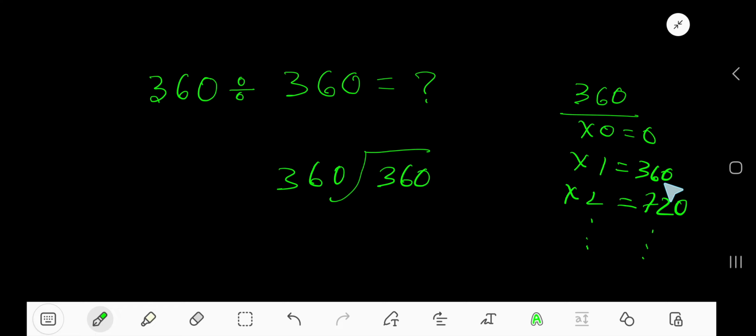0 plus 360 equal to 360. 360 plus 360 equal to 720. So 360 goes into 360 one time.